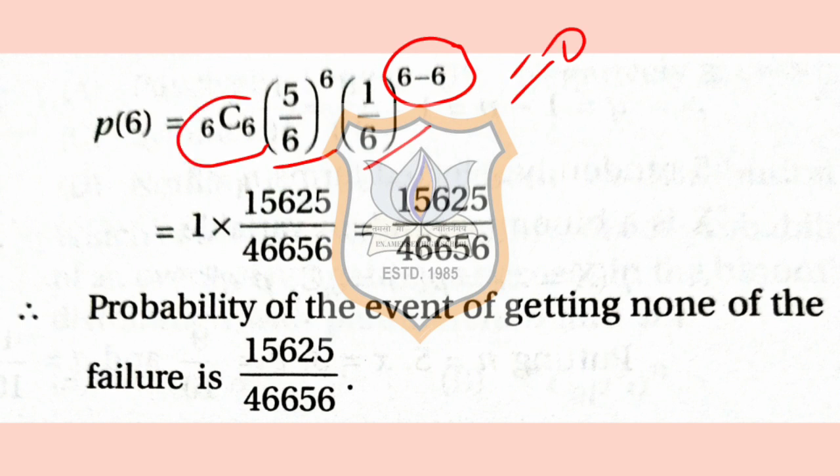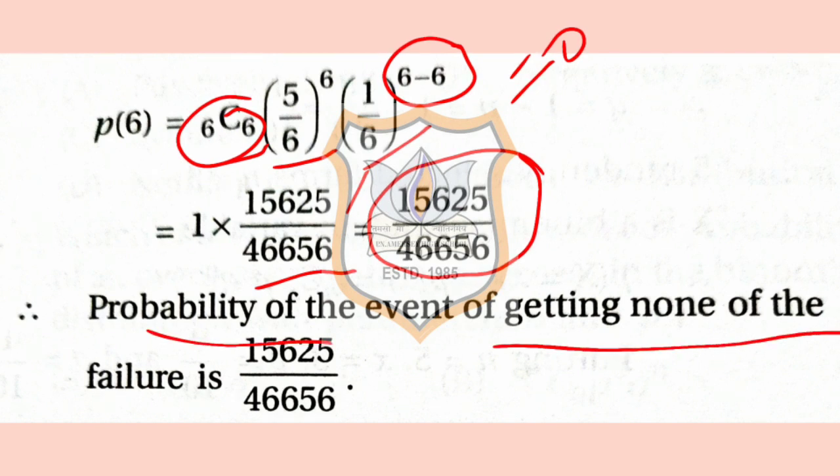So 6C6 is also 1. So you will have 1 into just 5 to the power 6 upon 6 to the power 6. Now when you solve this, 5 to the power 6 will be 15,625 and 6 to the power 6 will be 46,656. So your final answer will be 15,625 upon 46,656. So what is the probability of the event getting none of the failure?